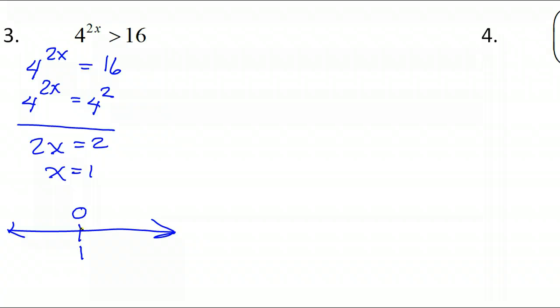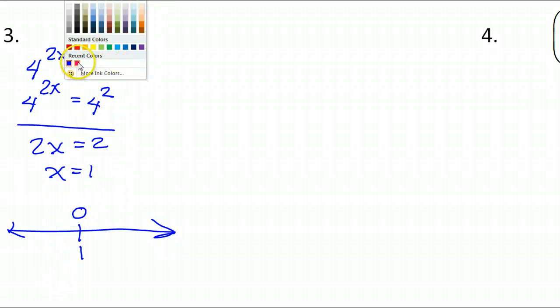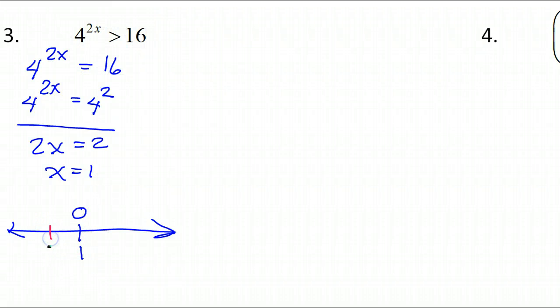Okay? So, for example, I'm going to pick 0 for my test value. 0, of course, would be over here. And I'm going to see if this is a solution. If this is a solution, then everything over here will be a solution. If it's not a solution, then everything over here will be a solution.